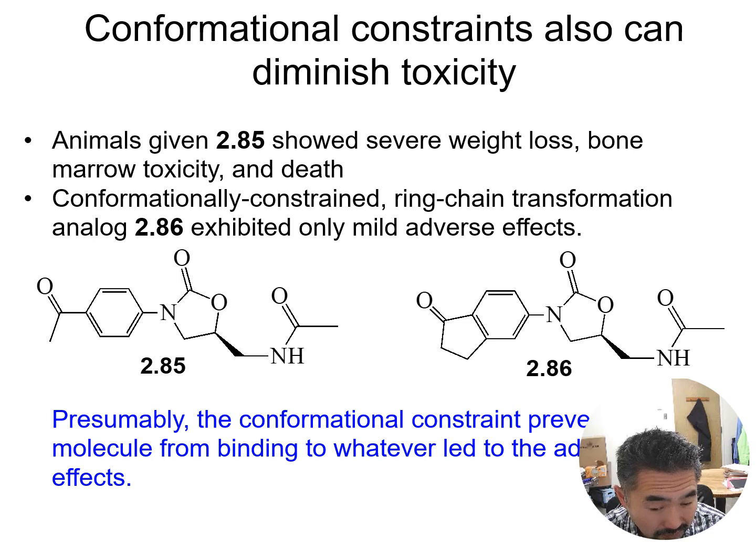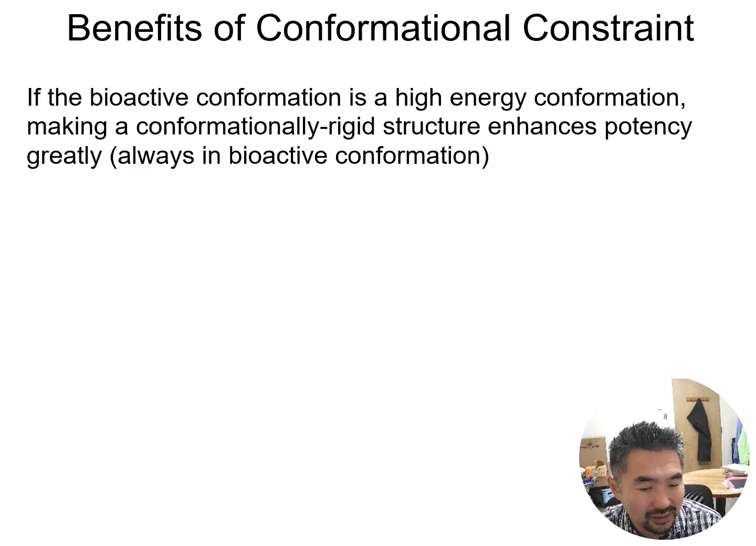Here's another example, where by making this part of the molecule more rigid, you were able to reduce the adverse side effects. That's probably because as this acetyl group can flap around and move around a bit, this bond is rotatable, it could target some other receptor that leads to those side effects. But now that it's rigid, those other receptors are not targetable anymore. I hope that makes sense. So sometimes conformational rigidity can lead to decreased side effects or decreased toxicity.